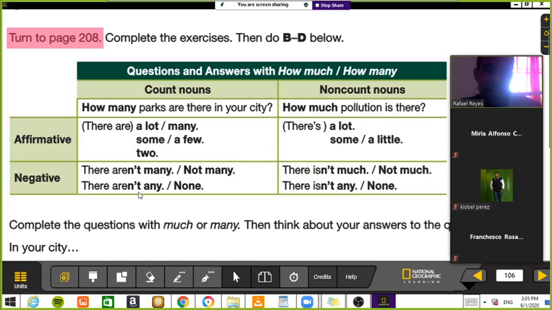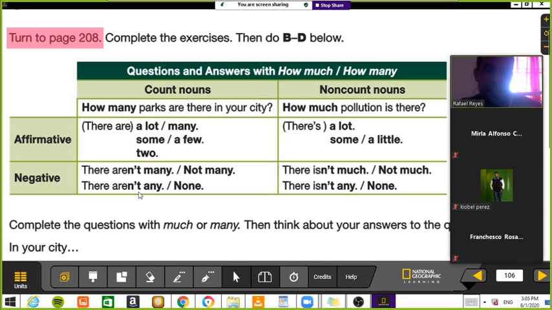On the other side, with the non-count nouns, and remember non-count are those that you cannot count, we need to find a difference between the answers that we can give on the affirmative. The first thing is that the question is different than the one about count nouns. The question in non-count nouns is how much. Non-count, how much. Count, how many.